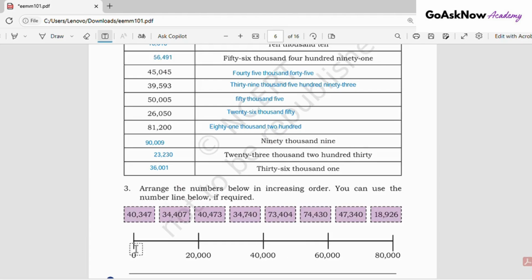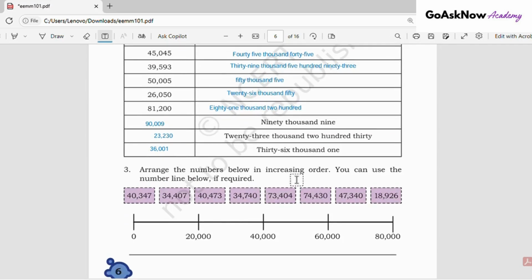Now coming to question number 3. Arrange the numbers below in increasing order. You can use the number line below if required. Here we have to arrange the given numbers in ascending form. That means increasing order, smallest to highest. The smallest value here is between 0 and 20,000. We have to select the number.